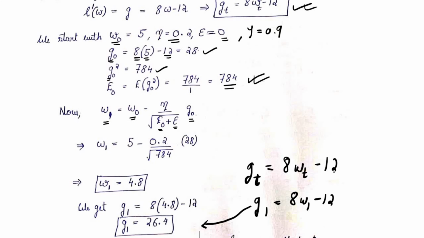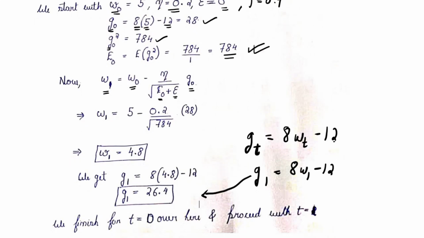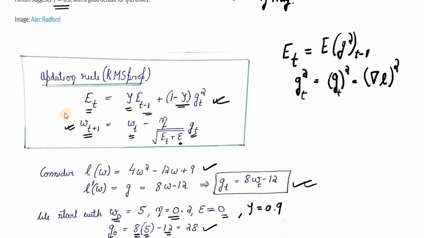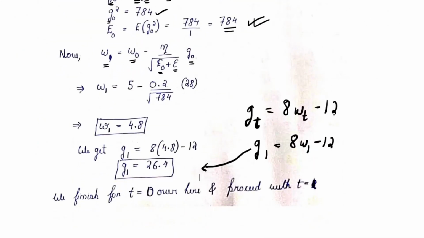We proceed with the next by putting t equal to 1. On doing so, this is what we will be getting. We will be getting E1 from here. We already have found E0 in the previous iteration. g1 we were able to find, and since we have to find w2, we have found w1 and also g1 is there. Let's write everything properly for the next step.